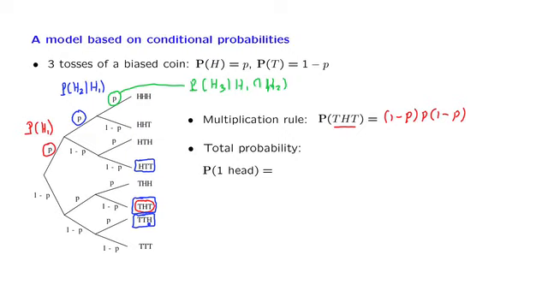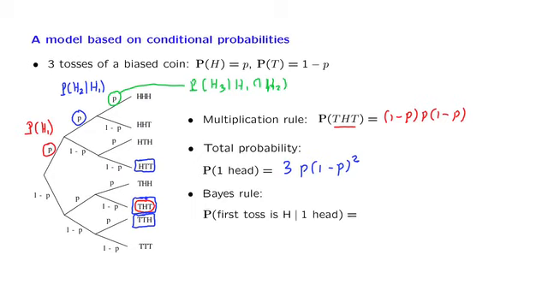To find the total probability of this event, we need to add the probability of the different outcomes that correspond to this event. The probability of this outcome is p times (1 minus p) squared. The probability of this outcome is what we calculated. It's again p times (1 minus p) squared. And the probability of the third one is also p times (1 minus p) squared. So the answer is 3p times (1 minus p) squared. Notice that each one of the 3 different ways that this event can happen has the same probability, so these 3 outcomes are equally likely.